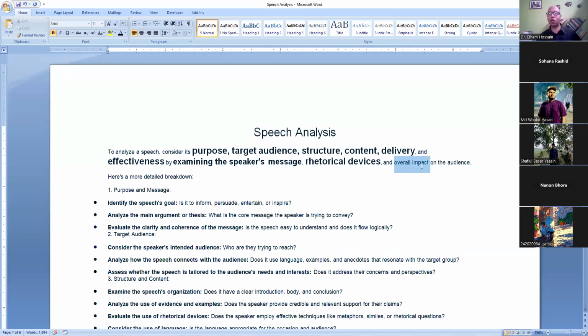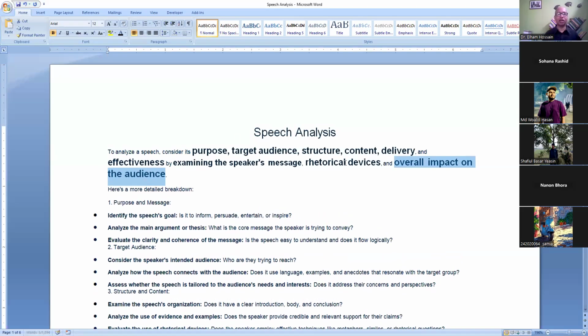And last of all, overall impact on the audience. You have to think of how the speech impacts the audience.